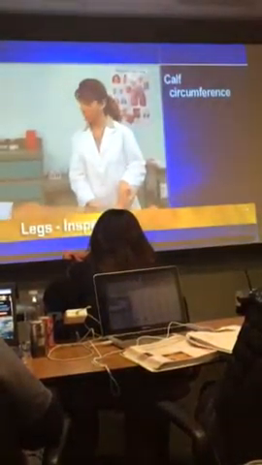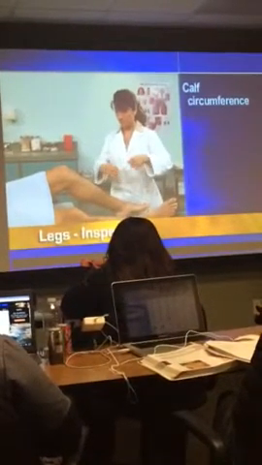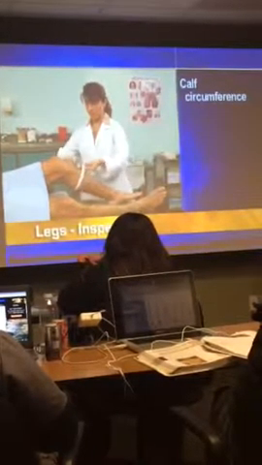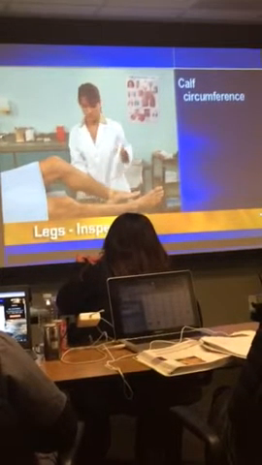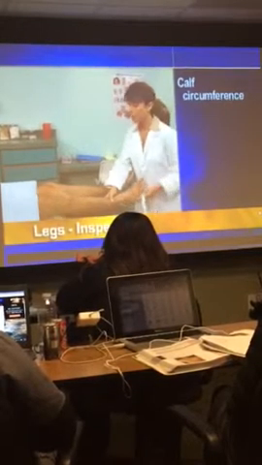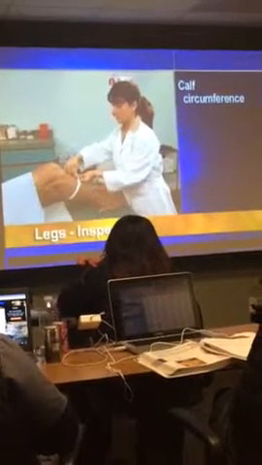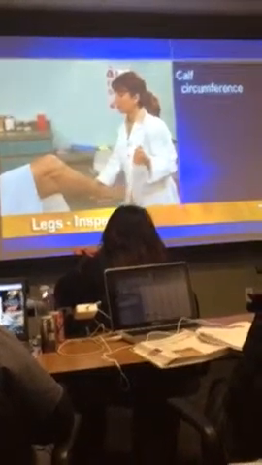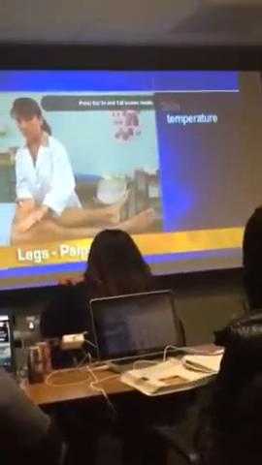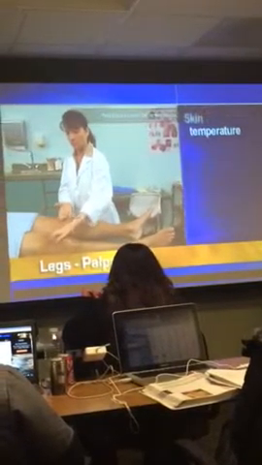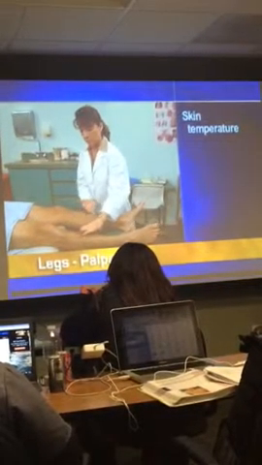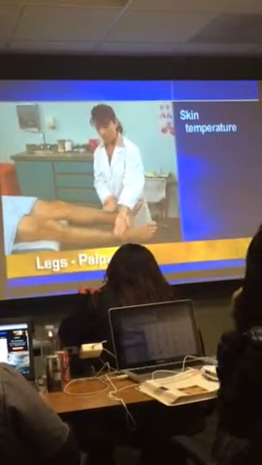Great, I'm going to have you bend each leg slightly. If the lower legs look asymmetrical, measure the calf circumference with a tape measure held at the widest point in the same place on each leg. The measurements should be within 1 centimeter of each other. During palpation, assess the skin temperature, comparing symmetrical spots. The skin should feel warm and equal bilaterally.